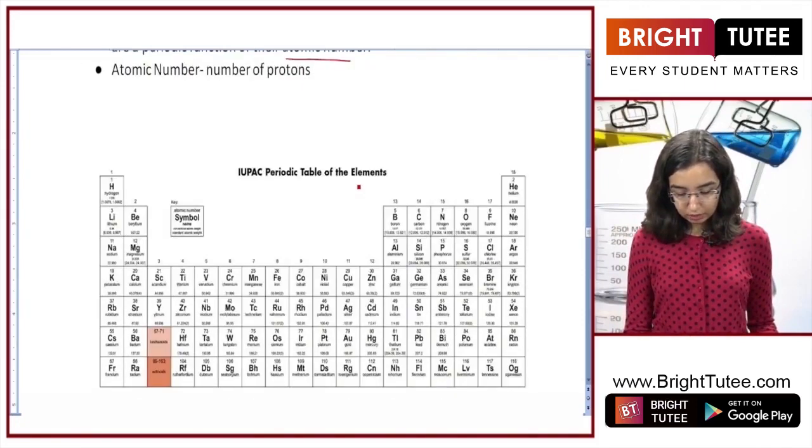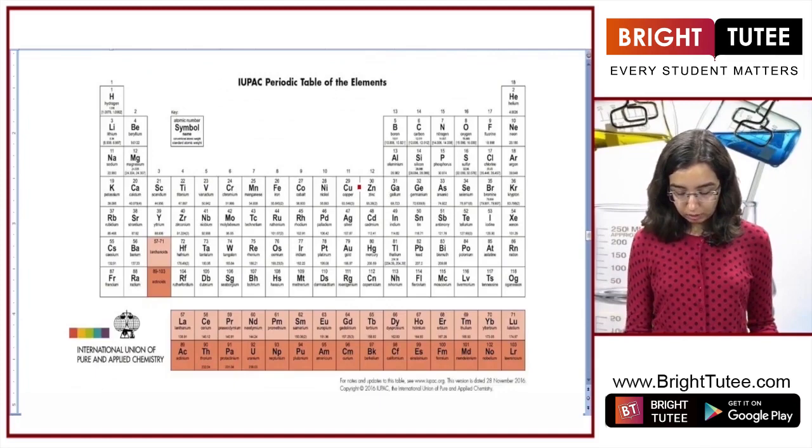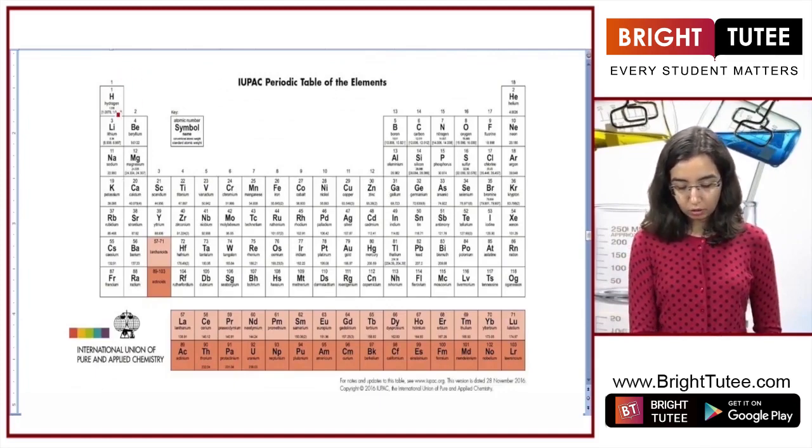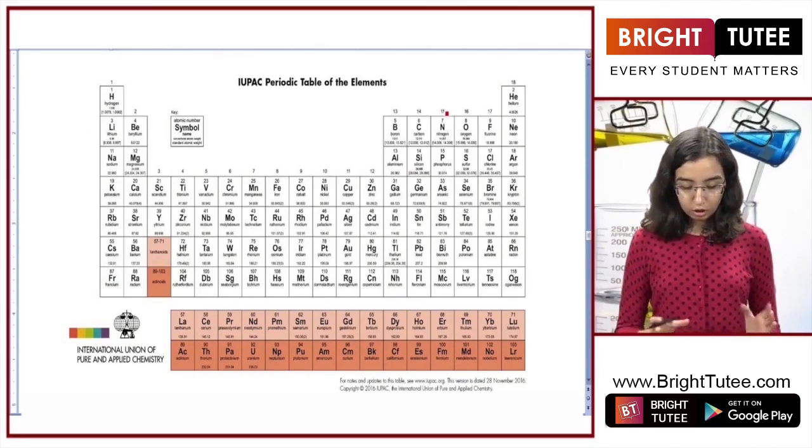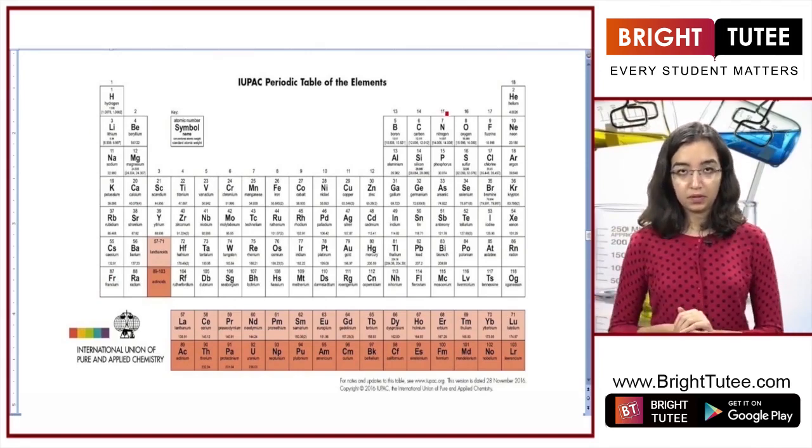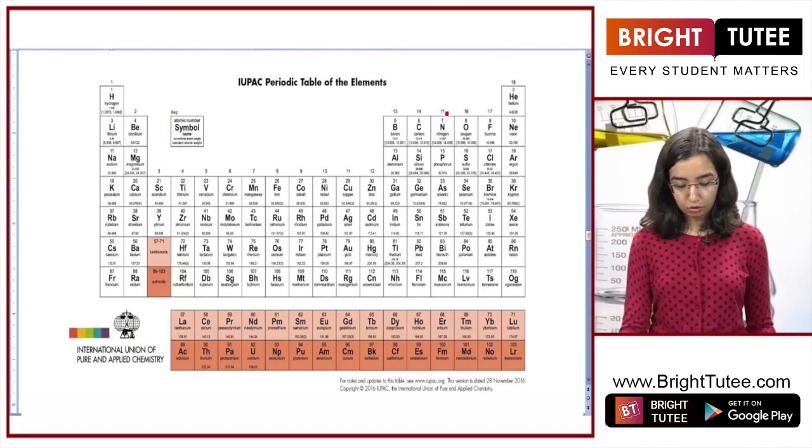Based on this, he gave this modern periodic table, which looks something like this. It has groups. There are 18 groups, and it also has periods. You see that this arrangement is done in a specific way to put metals together, non-metals together, and we'll study more about this arrangement.